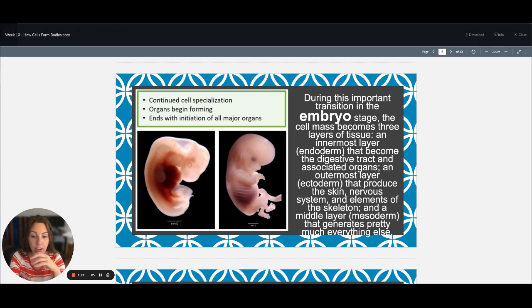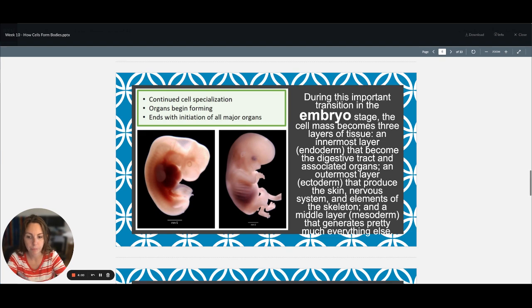There are 3 levels of cells within human development. The inside layer is called the endoderm. The endoderm cells will become our digestive tract and all the organs that we have that are associated with that. The outside layer is called the ectoderm, and the ectoderm is going to become our skin and skeleton. And then the middle layer, called the mesoderm, is going to become everything else, which are going to be all of our different types of organs.